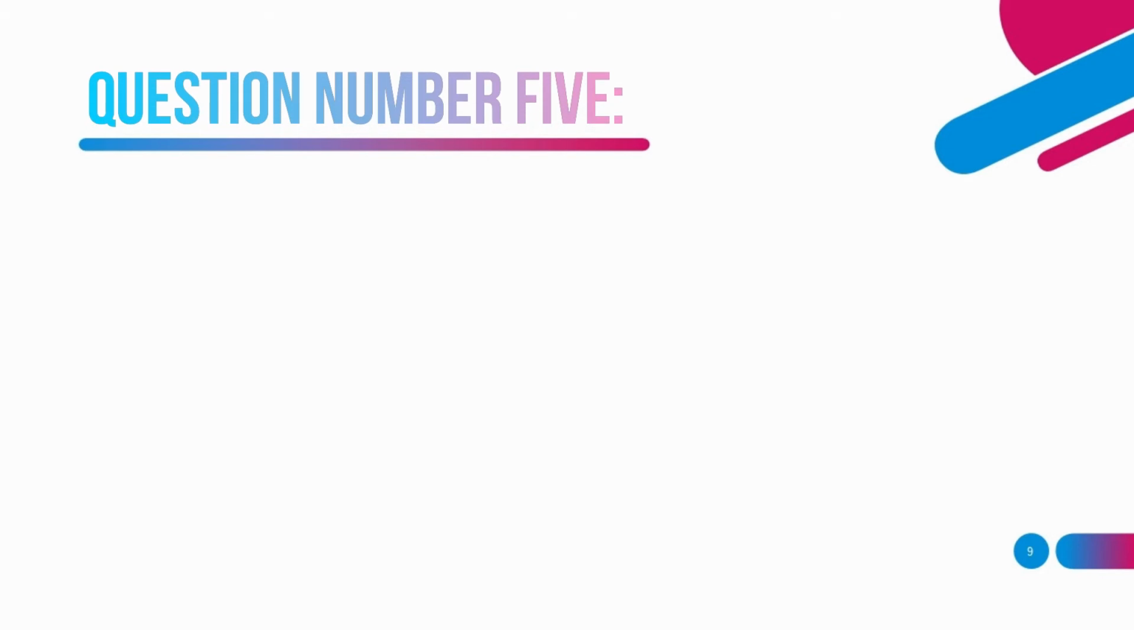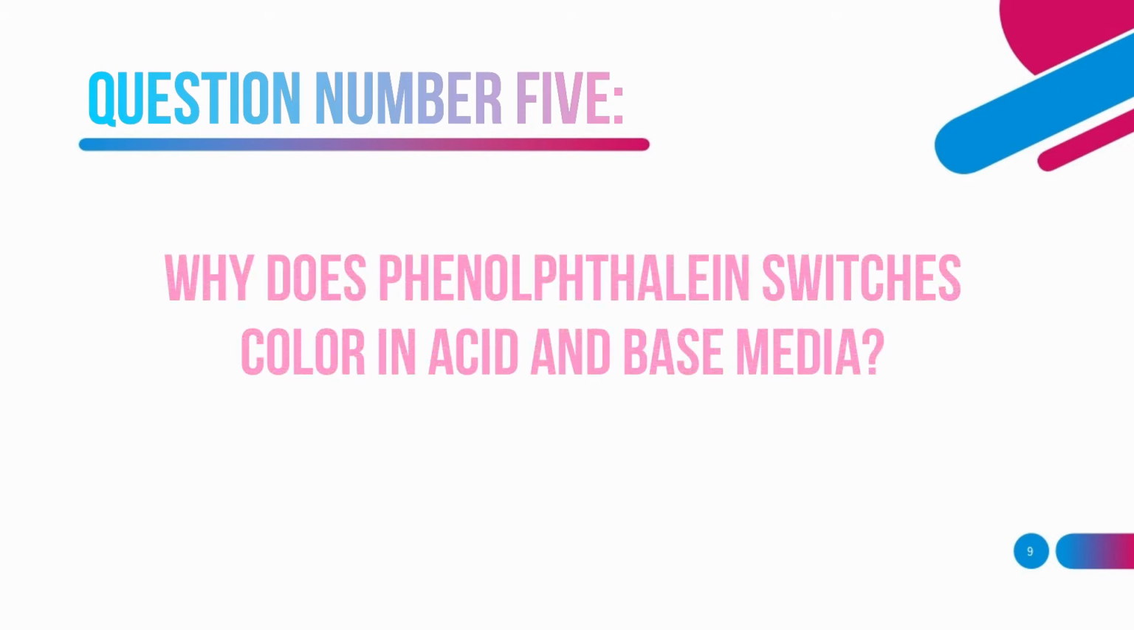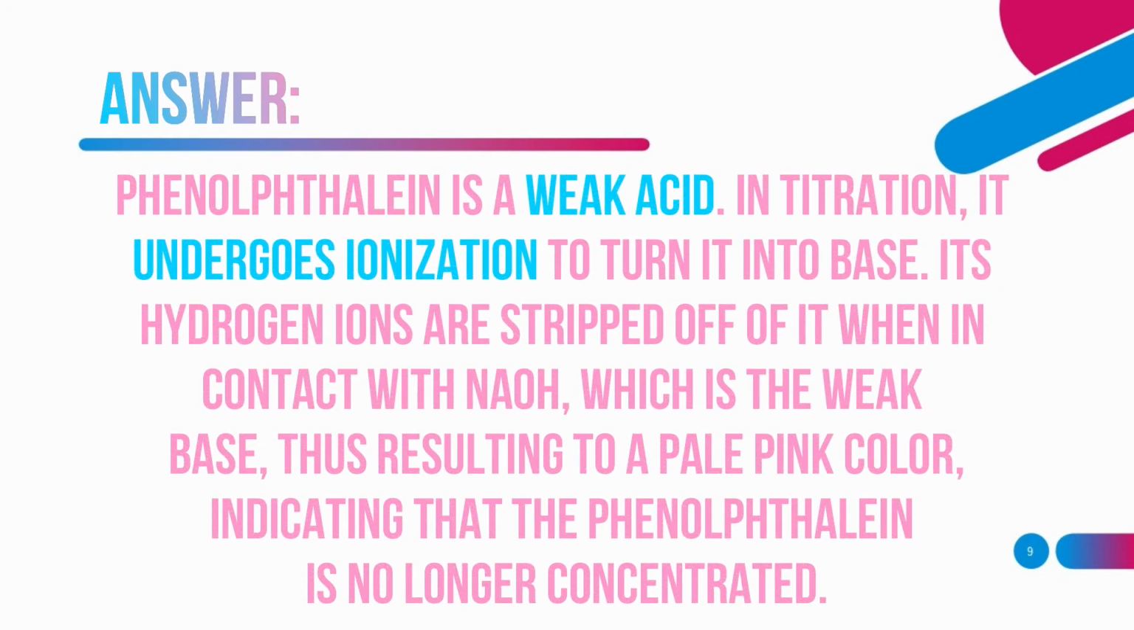Number 5. Why does phenolphthalein switch colors in acid and base media? Phenolphthalein is a weak acid. In titration, it undergoes ionization to turn it into a base. Its hydrogen ions are actually stripped off of it when in contact with NaOH, which is actually the weak base, thus giving off a pale pink color, indicating that the phenolphthalein is no longer concentrated.